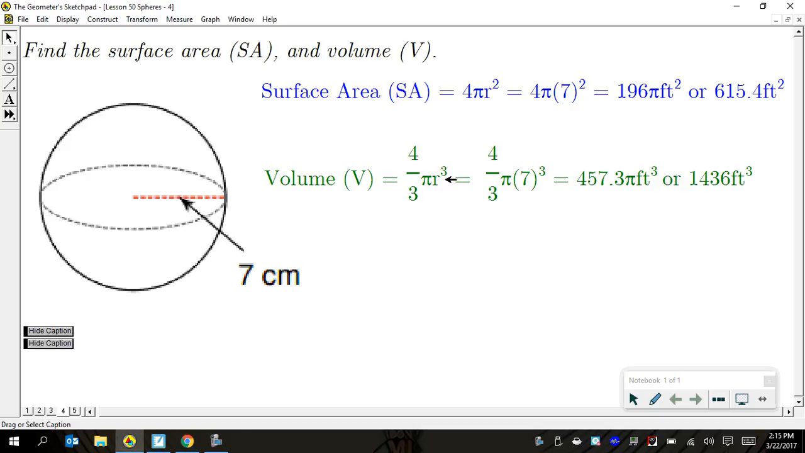Plug 7 in again for r. 7 cubed is 7 times 7 times 7. Multiply that result by 4. Divide that by 3 to get 457.3 pi, or 1,436 feet cubed.